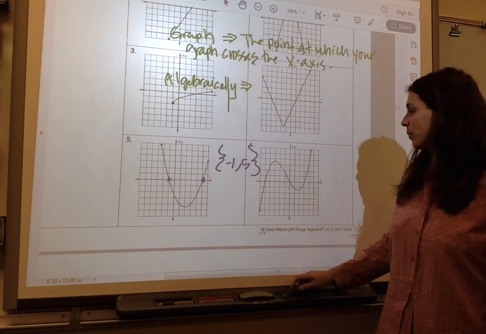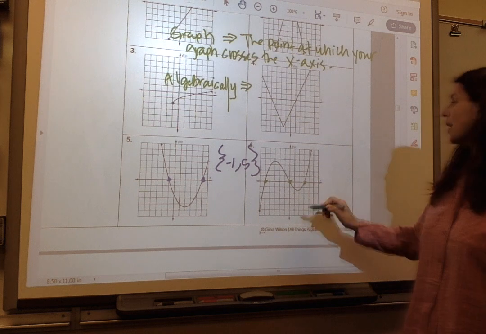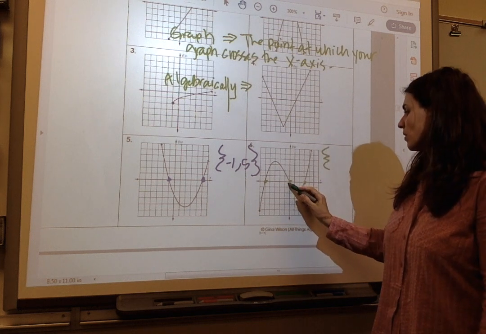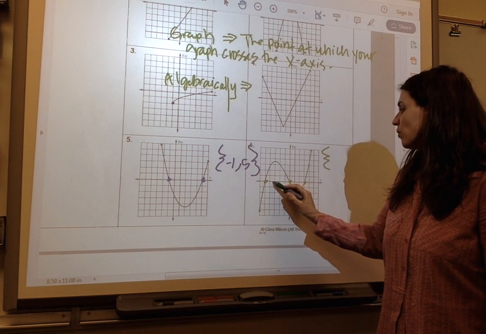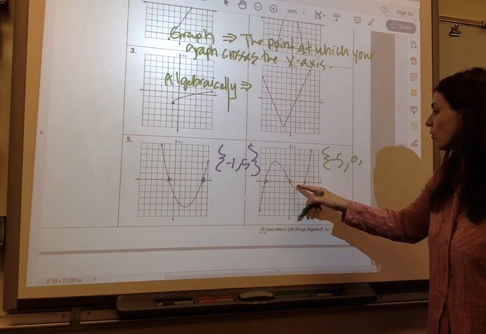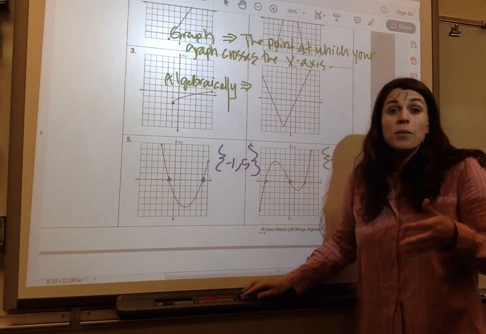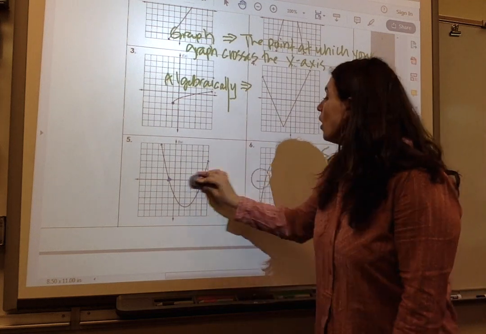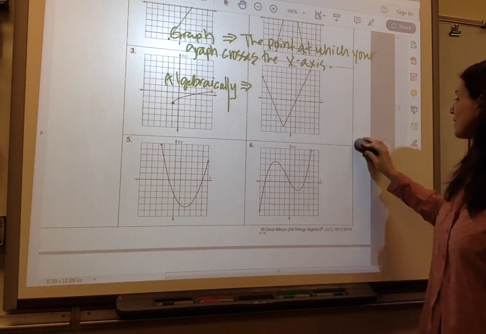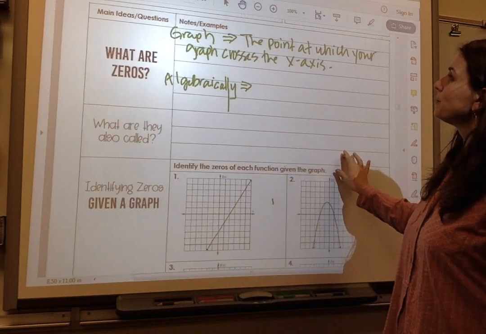Look at number 6. How many times does it cross? It crosses once, twice, 3 times. And where does it cross? It crosses at -5, at 0, and at 3. Okay, so that's how to read it from a graph. It is literally, where is it crossing my x-axis? So let's go back up to the notes.